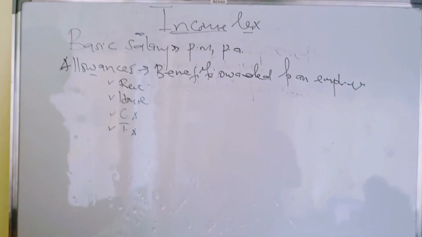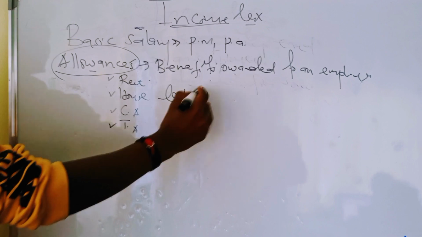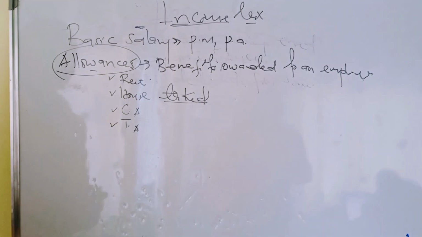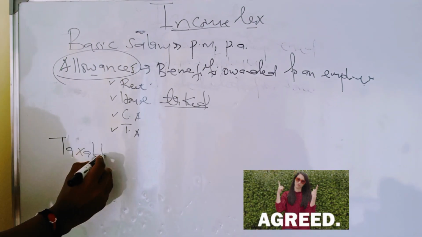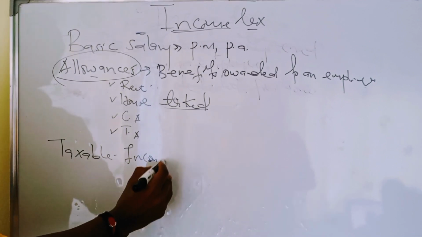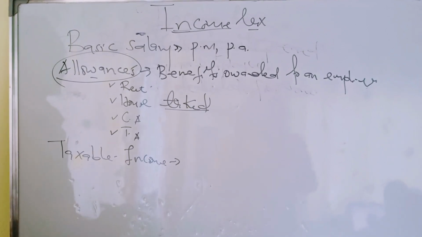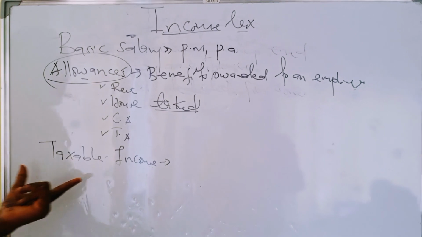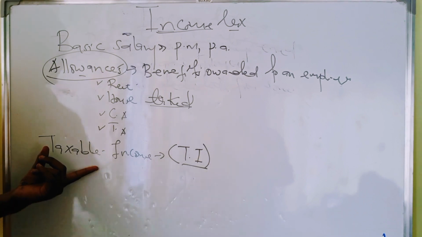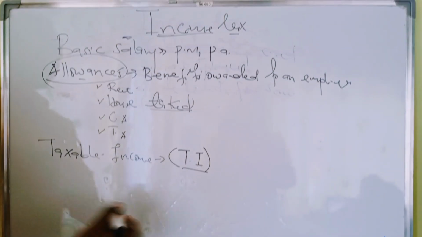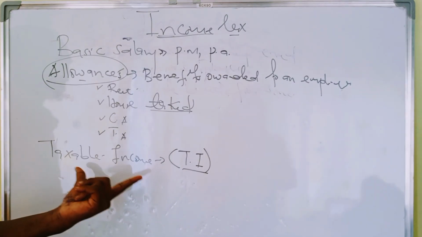In the same context, we're going to see that regardless, these allowances are taxed. Now, let's proceed to another term called taxable income. Taxable income is the amount of money that one is liable to tax. We're going to see how we determine the taxable income, which I'm going to denote in the course of my lesson as TI. Taxable income, TI, is the amount of money that is taxed, the money that is deducted.